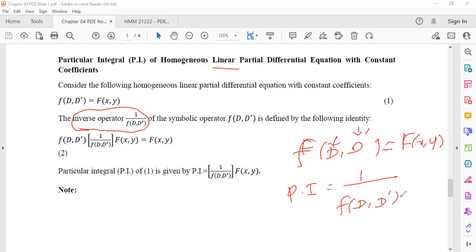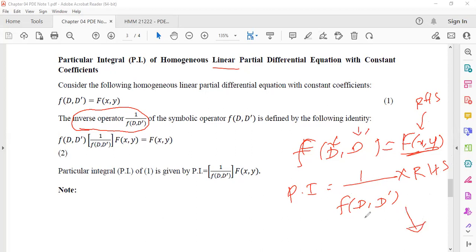That equation you have to write here, and then times this part. This I can write as the RHS, so I'm going to take it as the RHS. That RHS you have to multiply. Not only that, we have some rules also.